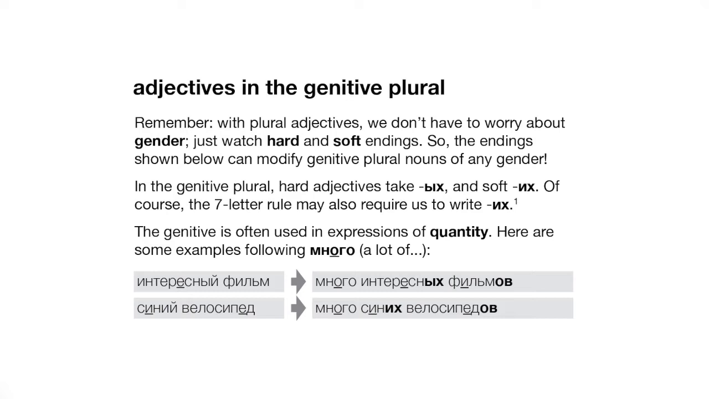For example, interesny film: what if we made that genitive plural to say a lot of interesting films, many interesting films? That would be mnogo interesnykh filmov. Now a soft adjective as an example here: siny, remember, is a soft adjective. A lot of blue bicycles would be mnogo sinikh velosipedov.